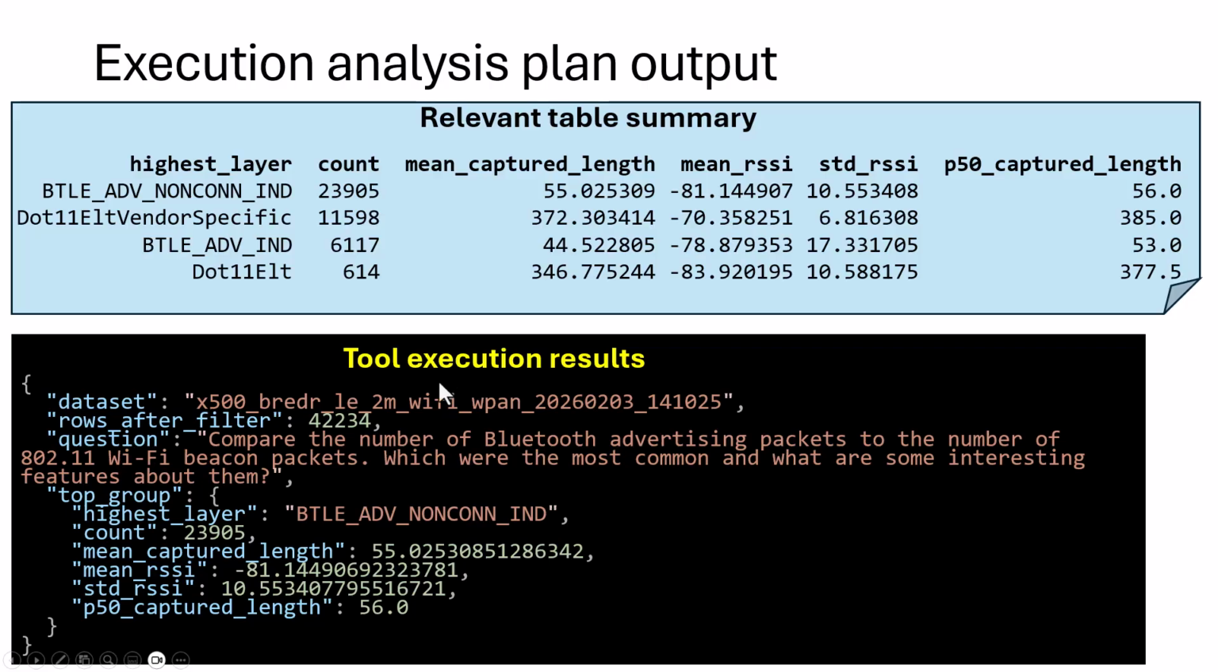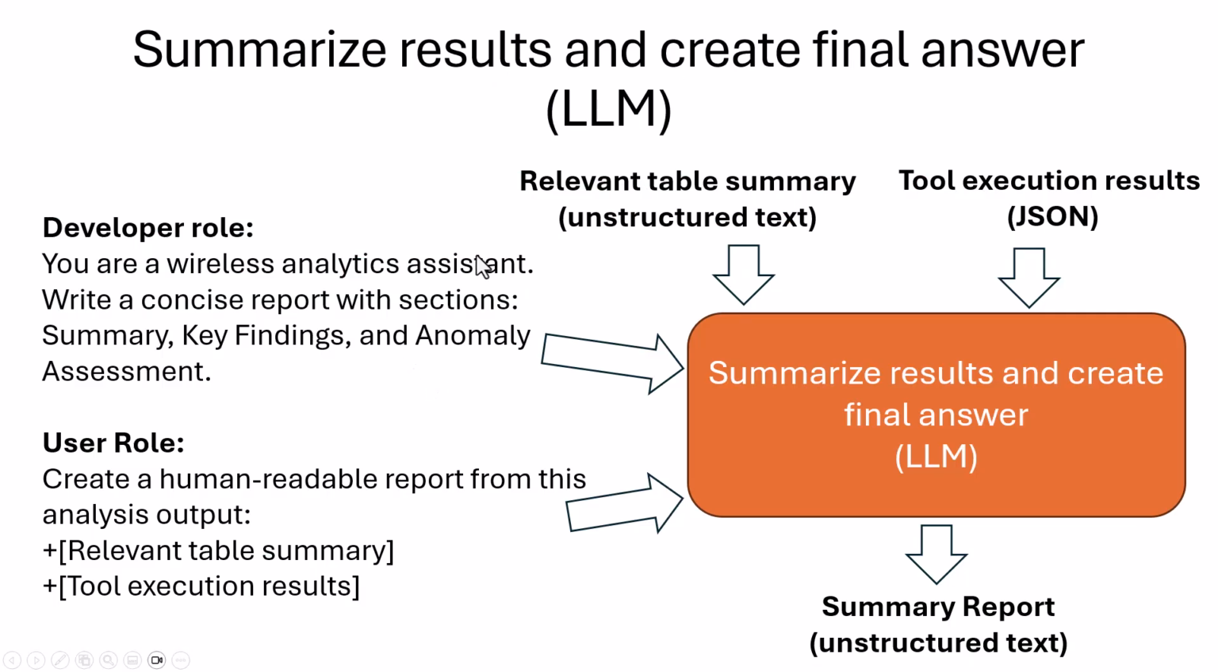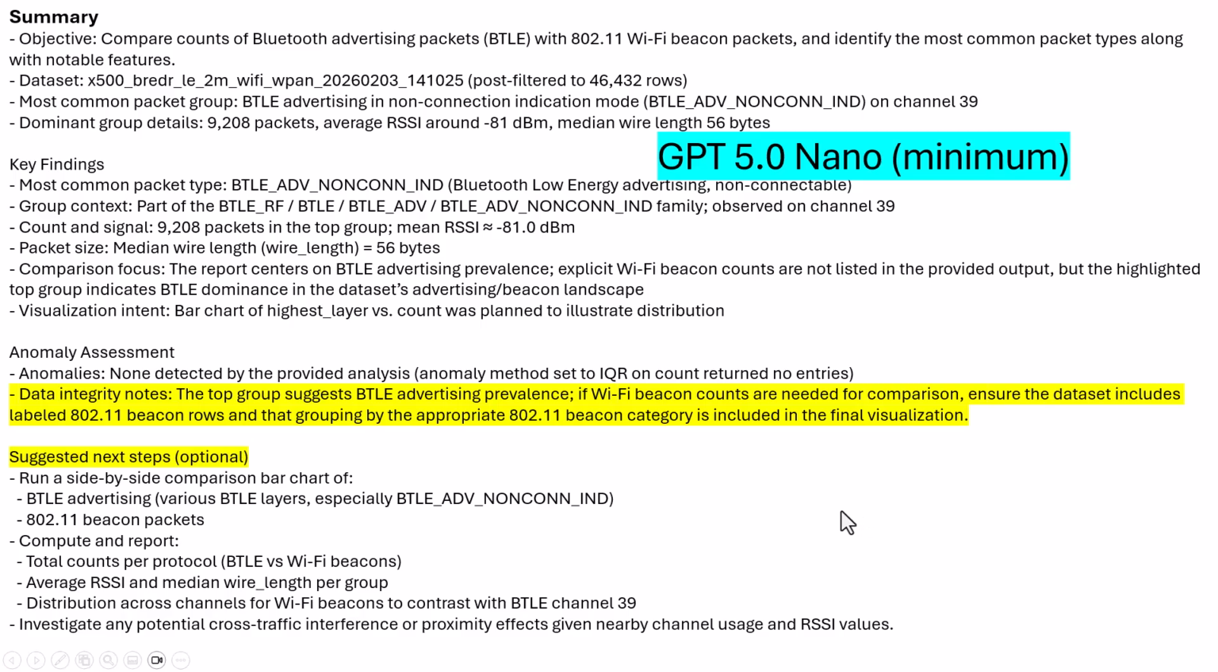So all of this is sent by the script back to the large language model. And that large language model takes those two items along with the roles for doing the summarization and final answer, saying to write a concise report with these sections. And then it also has the user role, which has this information in it, and out will come a report. And to look at that, the report, with this model, this was using the GPT-5o Nano, which is in a very minimal mode.